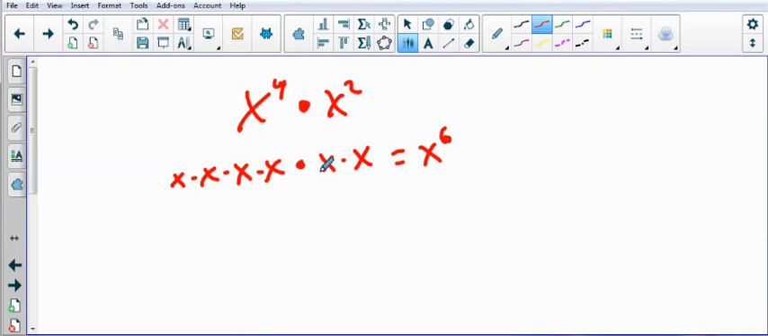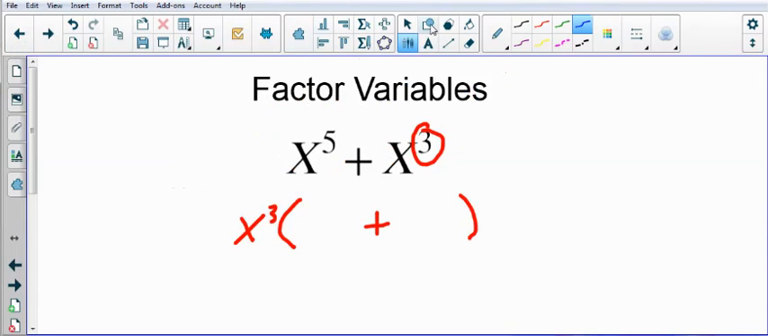So if you understand that's what's going on when you multiply variables with the same base, then you don't really need the shortcut. And the shortcut is just this: x to the 4 plus 2. You add the powers, which is x to the sixth. All right, so knowing that, we should now be able to do this one right here. So x to the third times what is x to the fifth? Well, it would be x to the 3 plus what is 5? 2. So x to the third times x squared is x to the fifth.